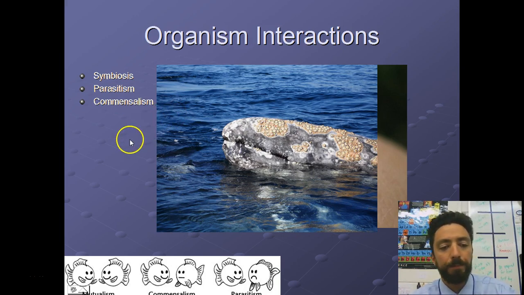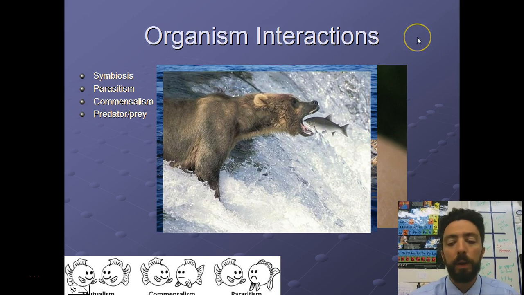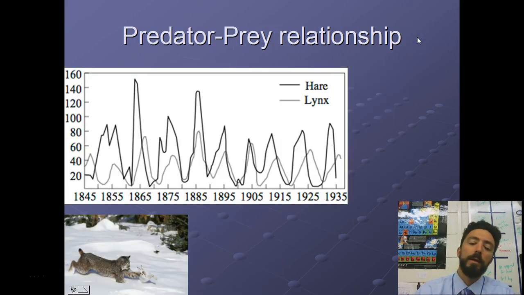The next type is predator-prey, right? In this case, we have a very obvious benefit and a very obvious cost. This interaction is simply hunting, and it happens in a lot of organisms, and there is a unique predator-prey interaction we're going to look at. And that's the relationship between the population numbers.